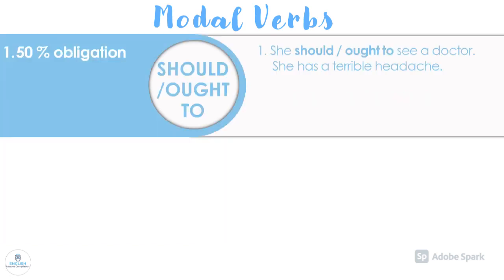The next one is should or ought to. This modal verb is used to express a 50% obligation. Example: she should or ought to see a doctor. She has a terrible headache. These modals also express advice. Example: he should or ought to revise his articles.